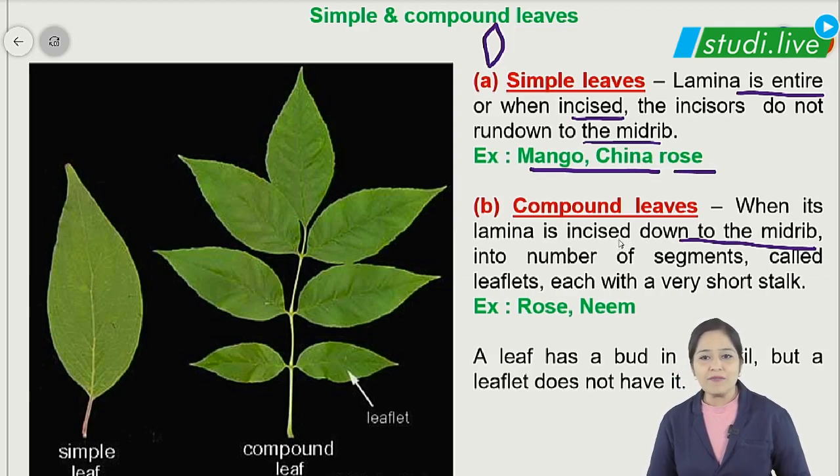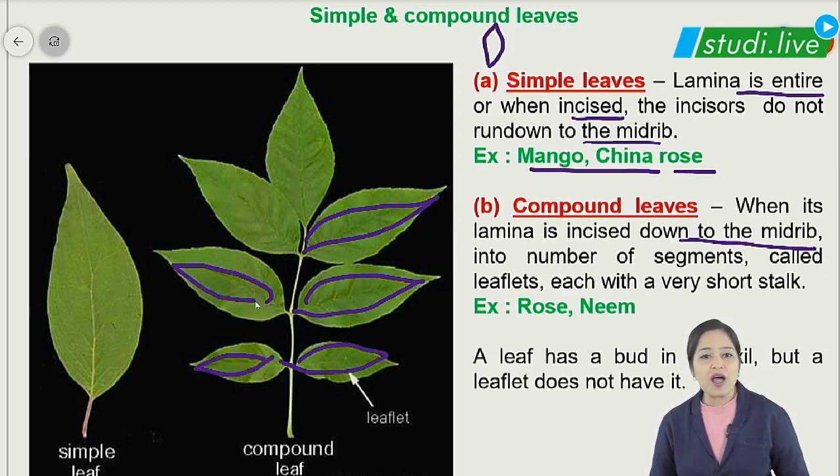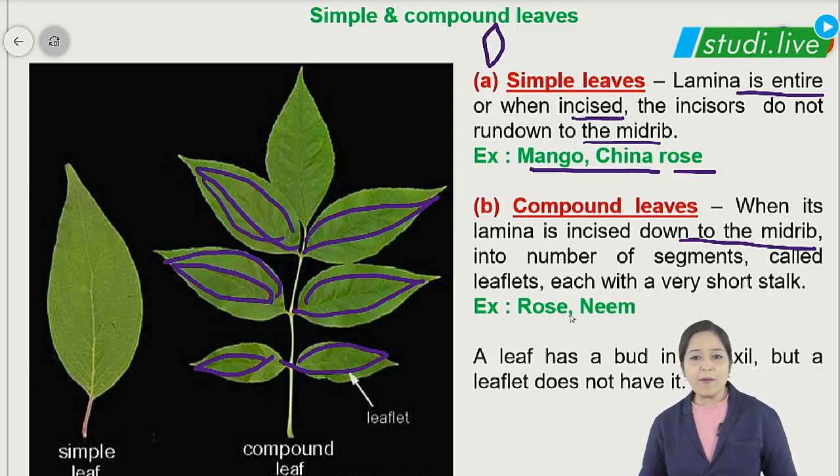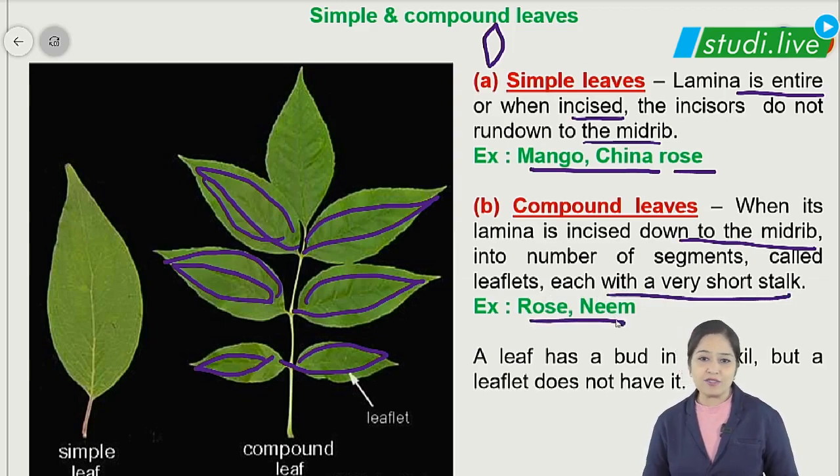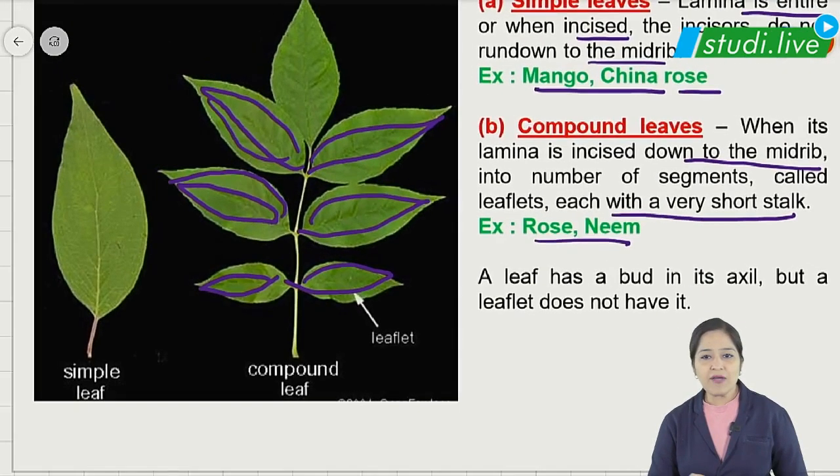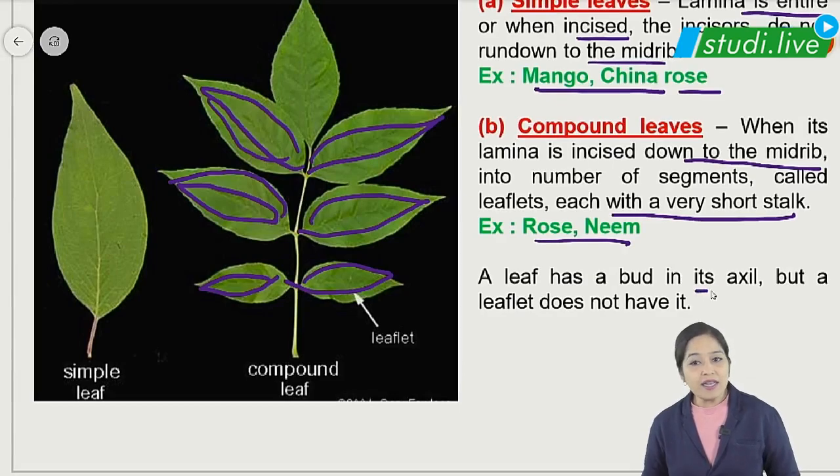Whereas a compound leaf is one in which the lamina is cut down to the midrib and then divided into a number of segments. See, this is the first segment, here we have the next. So here we can see the leaf is divided into a number of units which are known as leaflets. This is the compound leaf, and here they have a very short stalk. Examples are rose and neem. A leaf has a bud in its axil, but a leaflet will not have a bud in its axil.